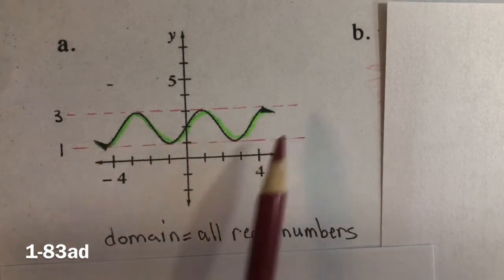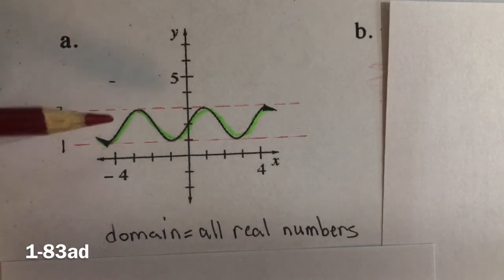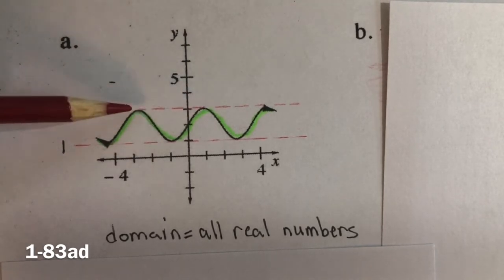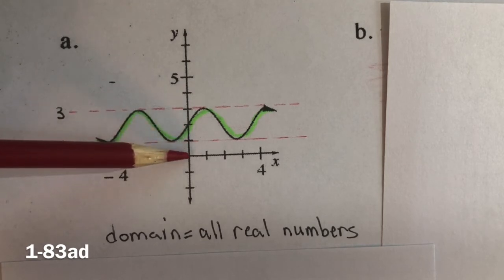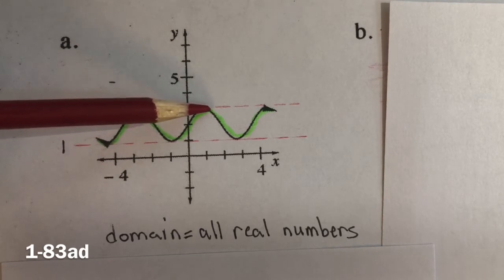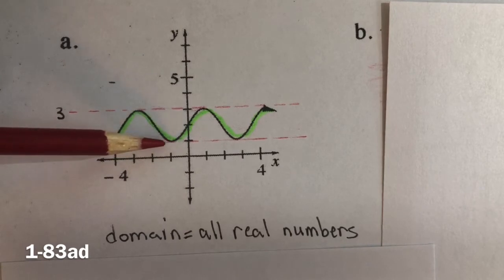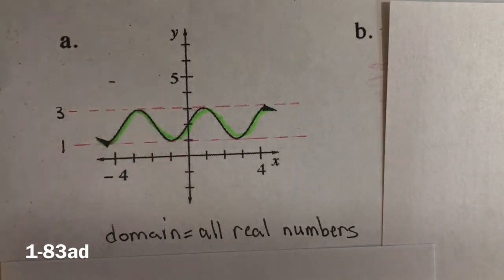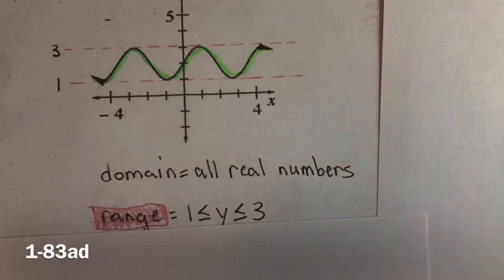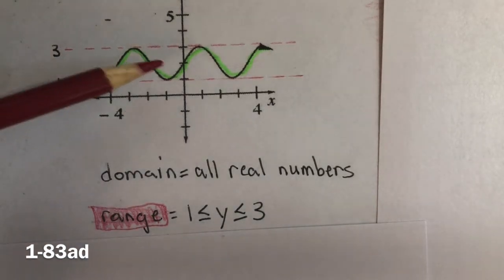Negative numbers and positive numbers. Now our range is different because our range has limits. And here's our origin. If we go +1, +2, +3, our greatest range value is +3. And our least range value is +1. So if we were to write that, our range, our y values, are greater than or equal to 1.